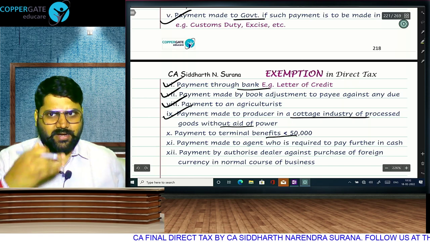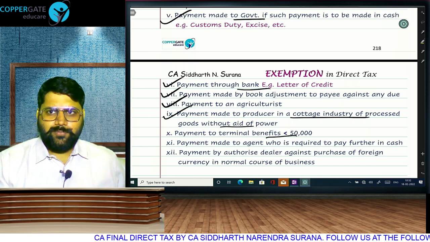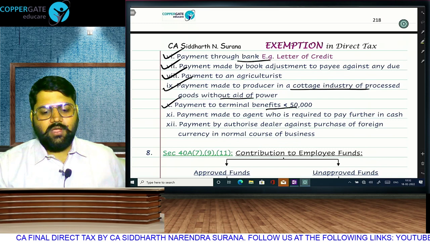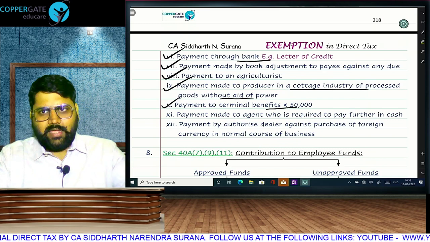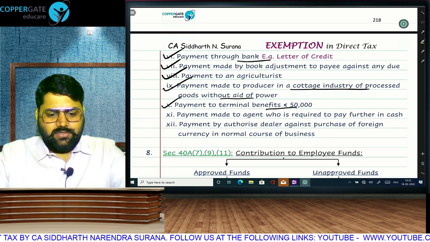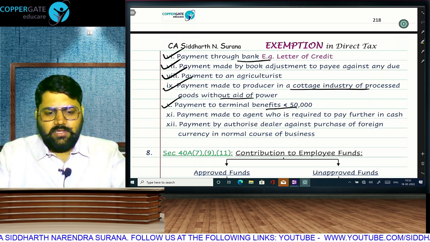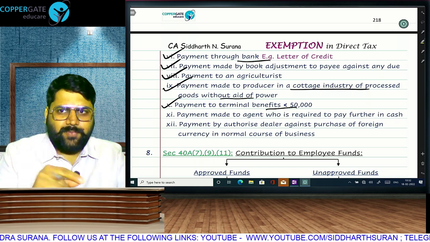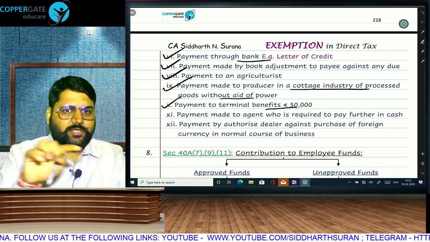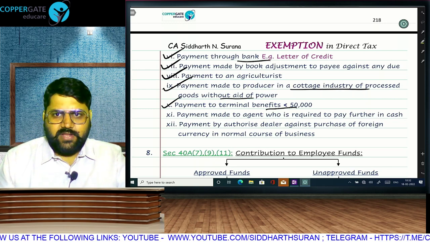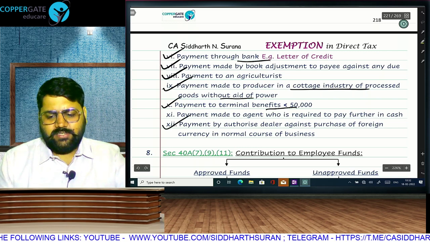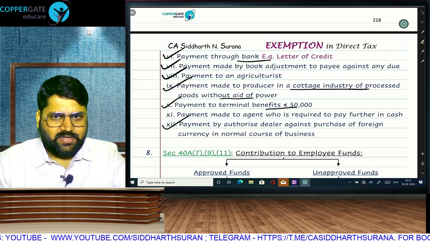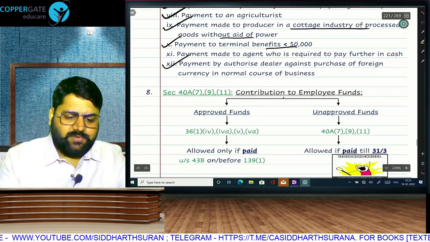Terminal benefits like retirement, gratuity, commuted pension and all that, up to ₹50,000, then allowed. Any payment made to an agent who is required to further pay in cash: supposing you are my purchase agent, and I ask you to purchase from 5 shops, 15,000 each. So I will give you 75,000 and you will pay 15,000 each. That payment which I make to you will not be considered, because for each individual shopkeeper we are showing an expense of 15,000. Payment made to a dealer in foreign currency in the normal course of business, this much is going to be allowed. In these cases, even if more than 10,000 or 35,000 in cash, it will be allowed. In other cases, the expense will be disallowed.